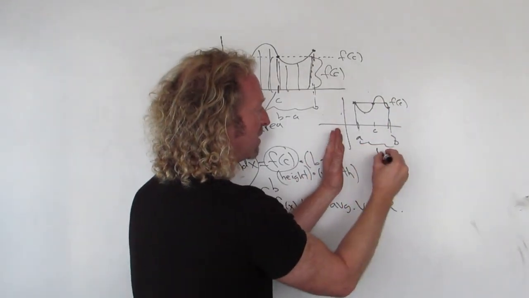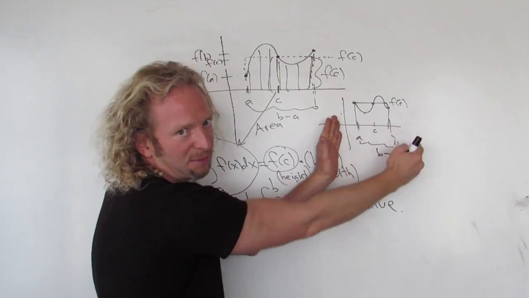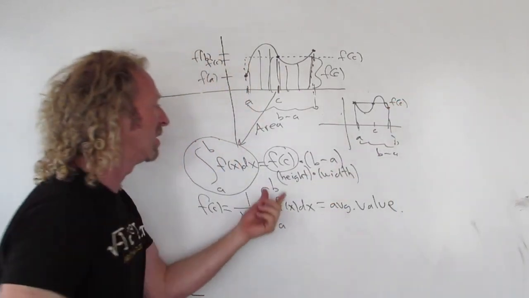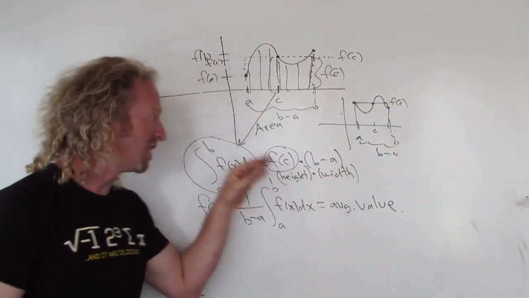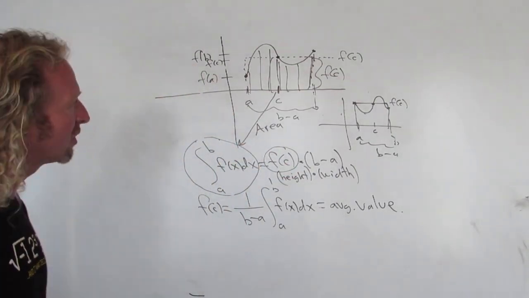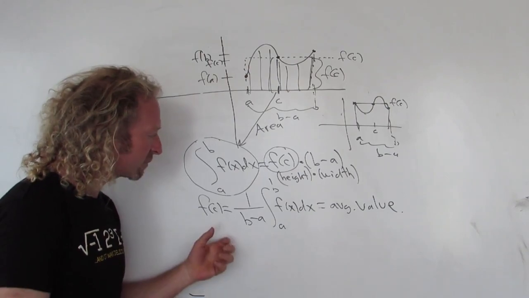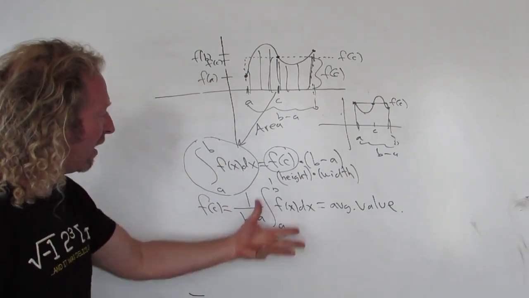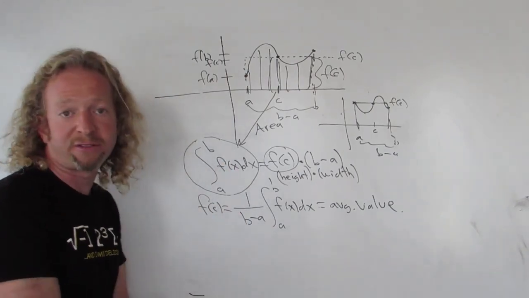The width of the box is b minus a. The height is f of c, right? It's height times width or width times height. So the area under the graph is equal to the area of the box. All right, let's go ahead and do a simple example of finding c, maybe. Let's find c.